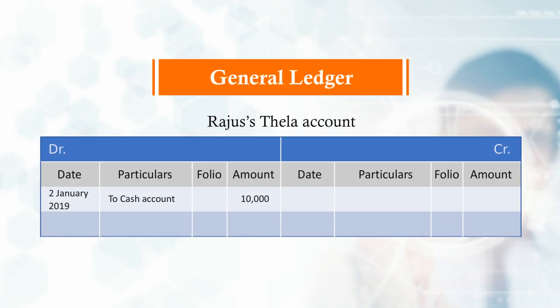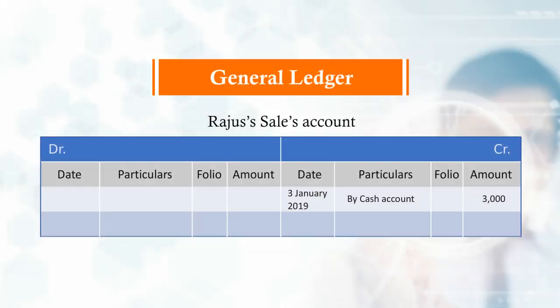The Thela account will look as shown on the screen. The purchase account will be as shown on the screen. As he had purchased vegetables for rupees 2000, it is entered to the cash account row. Raju's sales account will be as shown on the screen. As he had sold the vegetables for rupees 3000, it is entered under the particulars column along with the amount.